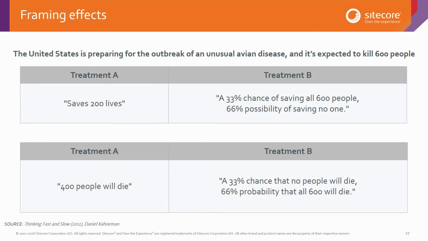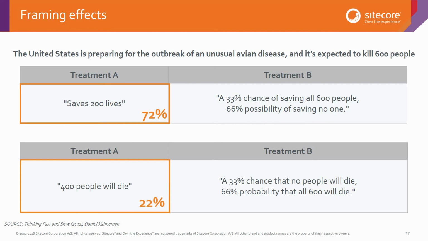Now, they brought a second set of people in and introduced them to the treatment plan at the bottom, where with treatment A, 400 people will die, and with treatment B, there's a 33% chance that no one will die, but a 66% chance that all 600 people will die. And in this case, only 22% of the group chose treatment A.